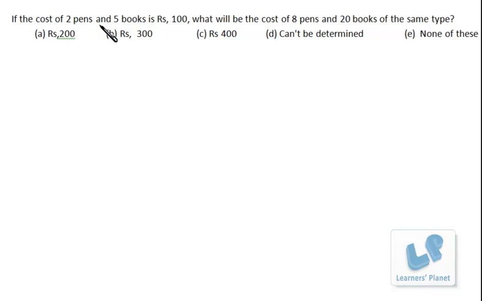So 2 pens plus 5 books is 100, and if I multiply both sides by 4, I'll be getting 8 pens plus 20 books is equal to 400. So no need to go for any sort of paperwork. So its price is 400 because both the things are of the same type.